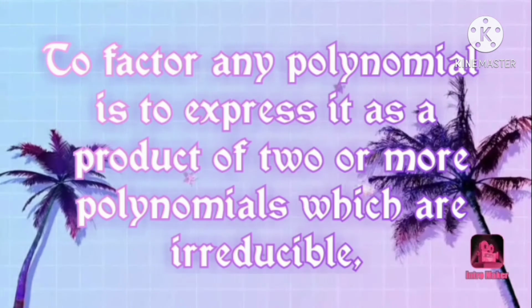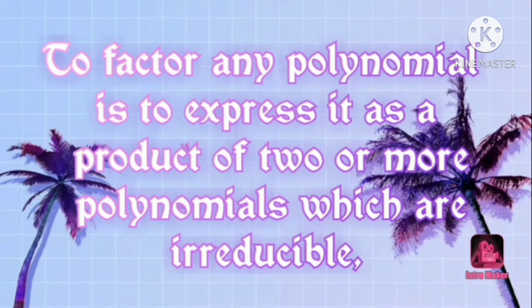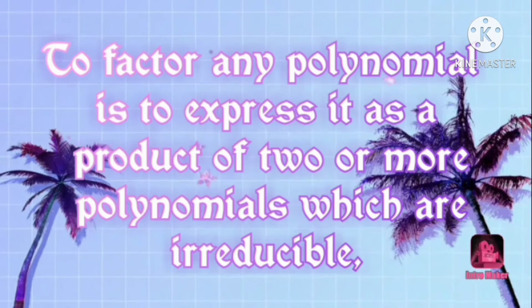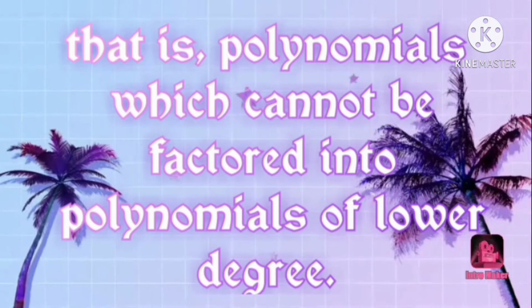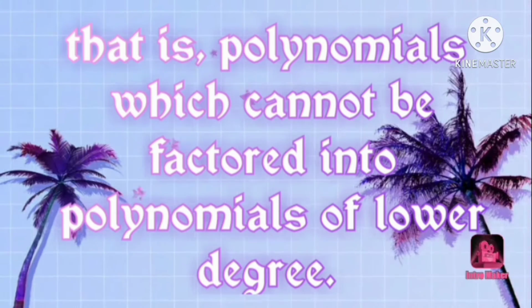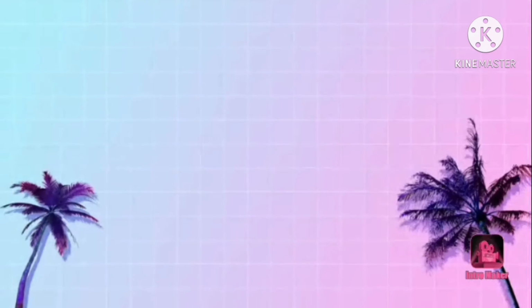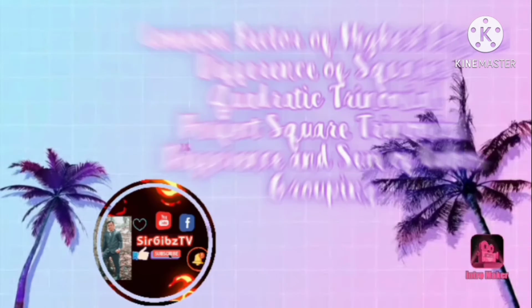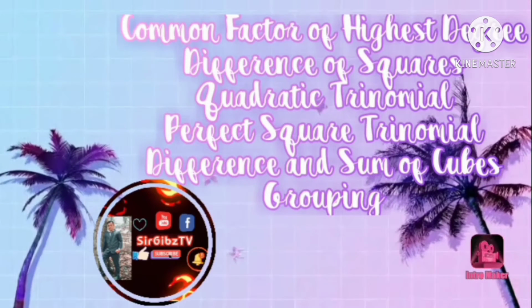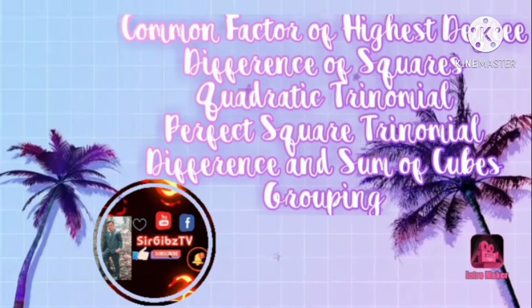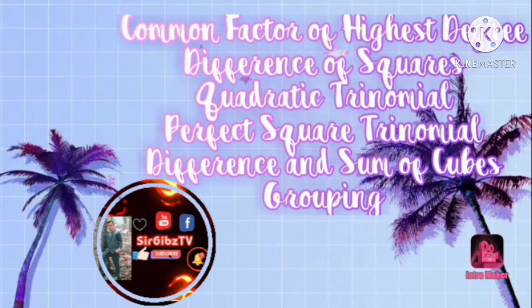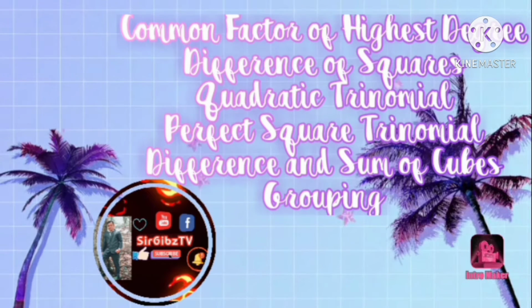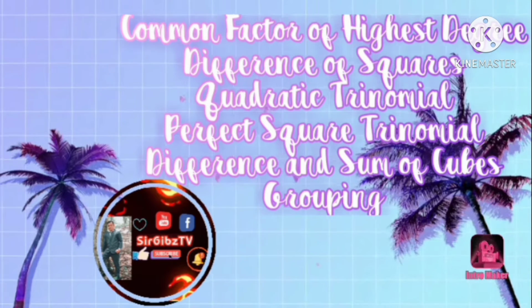To factor any polynomial is to express it as a product of two or more polynomials which are irreducible. That is, polynomials which cannot be factored into polynomials of lower degree. There are several techniques in factoring polynomials. These are the common factor of highest degree, difference of squares, quadratic trinomial, perfect square trinomial, difference and sum of cubes, and by grouping.